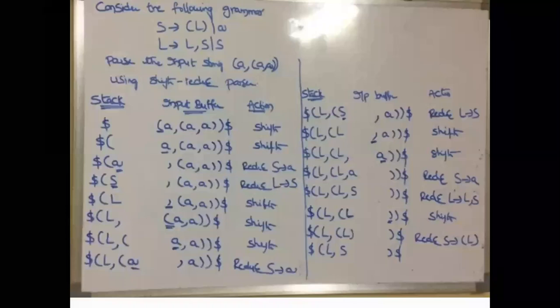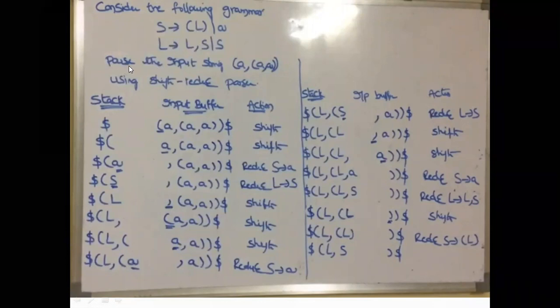And what does error mean? In these three actions, we are not following the rules, so we get the error. So that is the shift reduce parser and its actions. Now let us consider the following grammar. S produces open brace L closed brace, or small a, and L produces L comma S, or S. So this is the given grammar. We have to construct the shift reduce parser for this grammar.